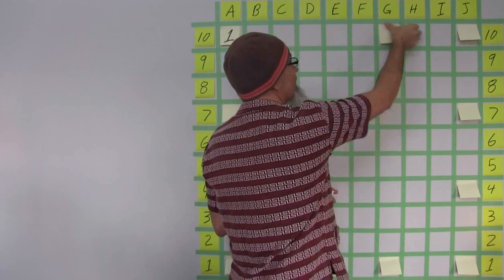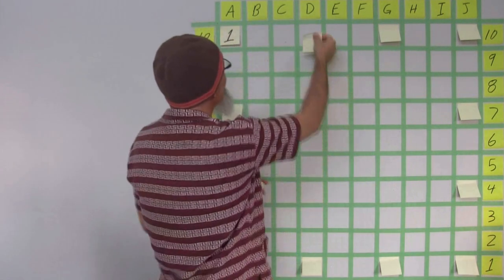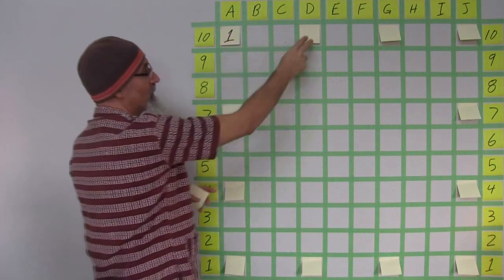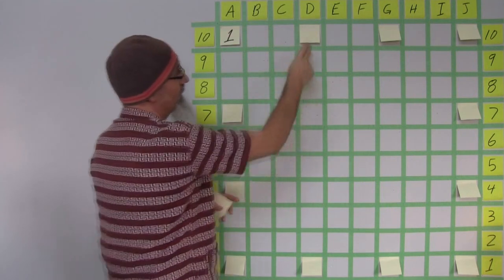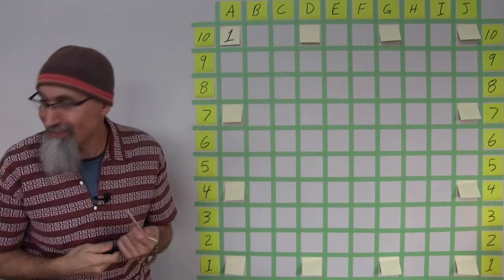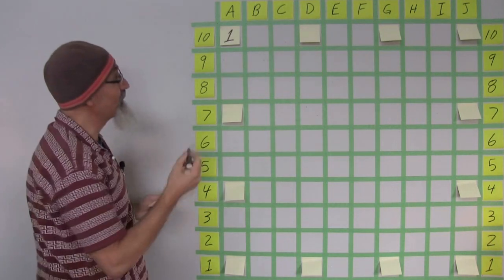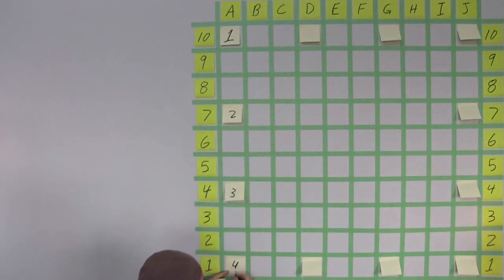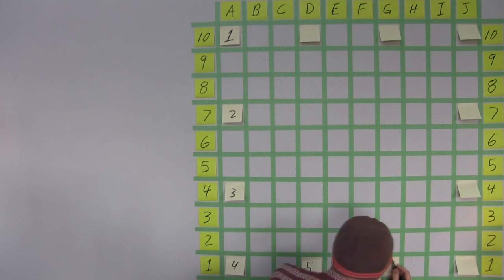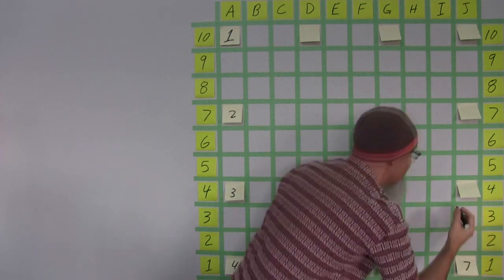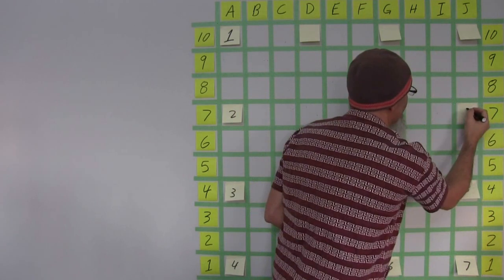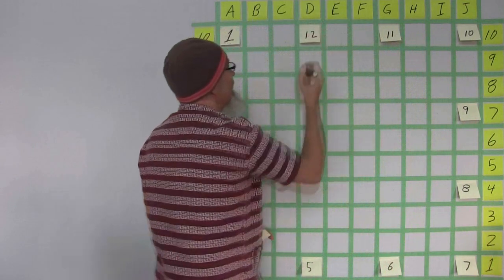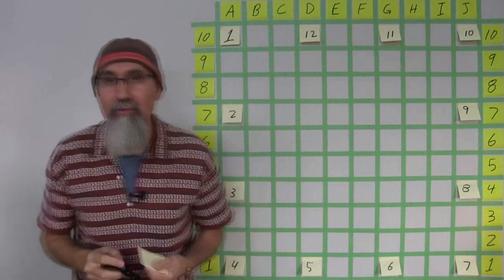4, 5, 6, 7, 8, 9, 10, 11. So that's number 12. We can't go here. So our choices are here, here, or here. Okay. You guys let us know where we're going to go for number 13. I'm going to put the numbers in. 2, 3, 4, 5, 6, 7, 8, 9, 10, 11, 12. Cool. So where should we go from number 12?